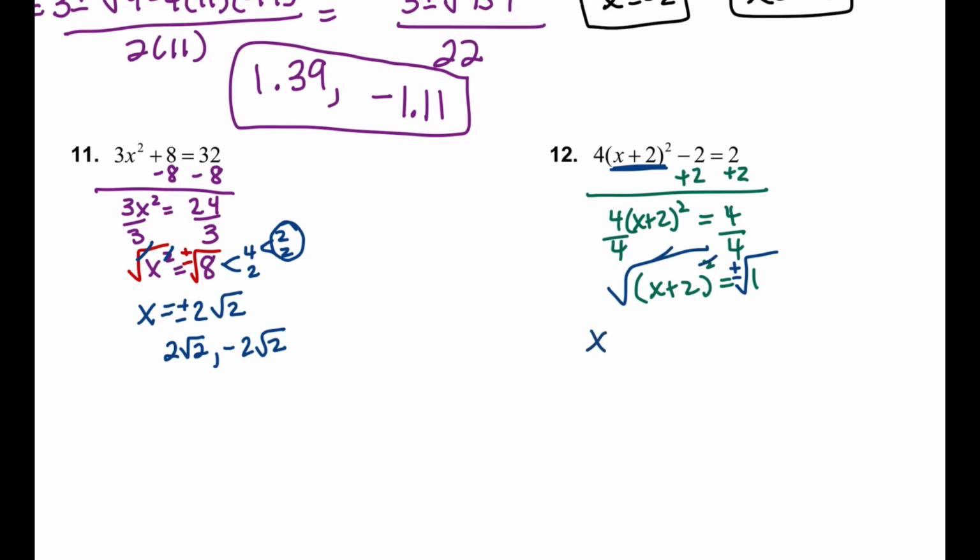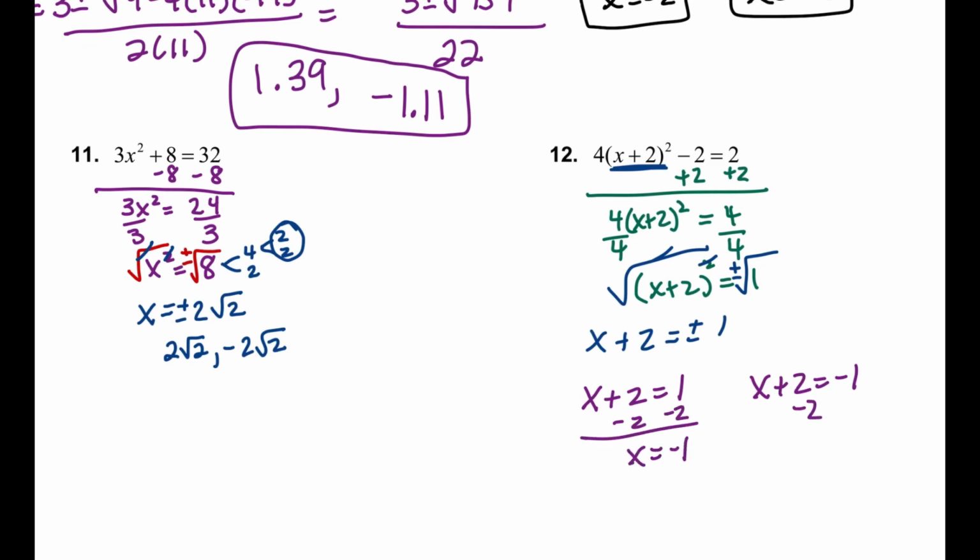The square and square root cancel, and I get x plus 2 equals plus or minus the square root of 1, which is 1. Now this gives us 2 equations. We have x plus 2 equals 1 and x plus 2 equals negative 1. We subtract 2 from both sides of the equal sign. x equals negative 1. Subtract 2 again from both sides, and we get x equals negative 3.